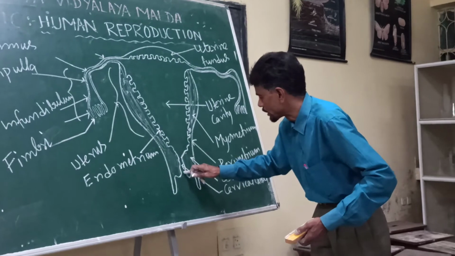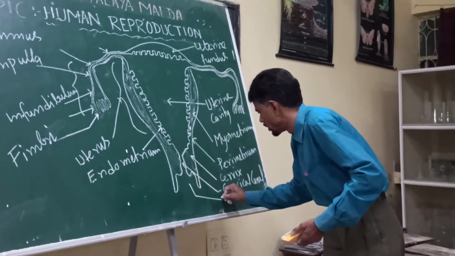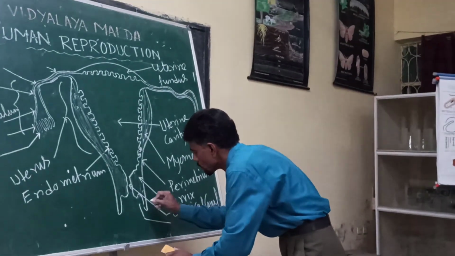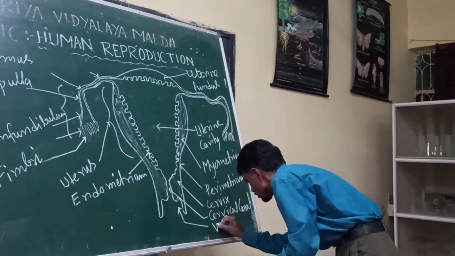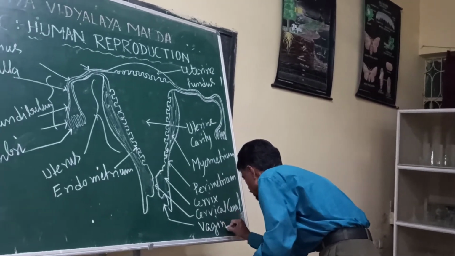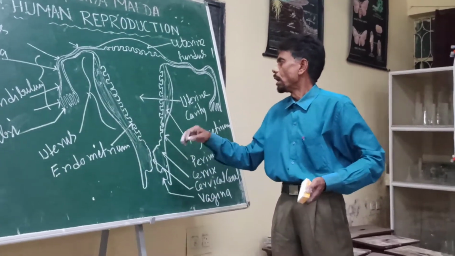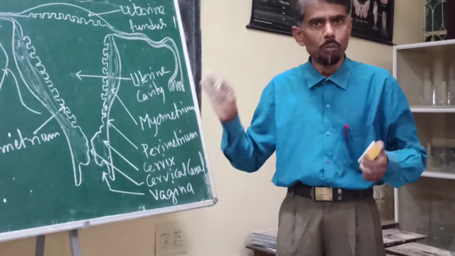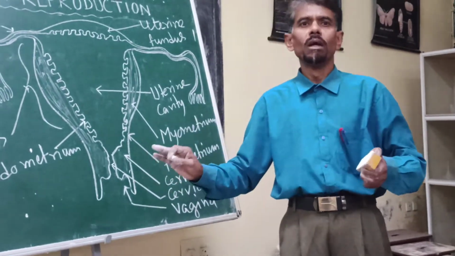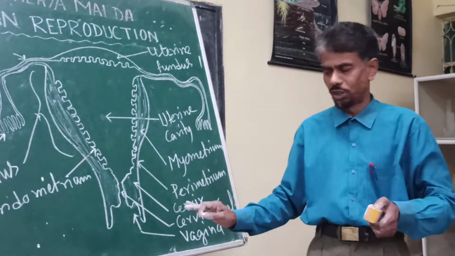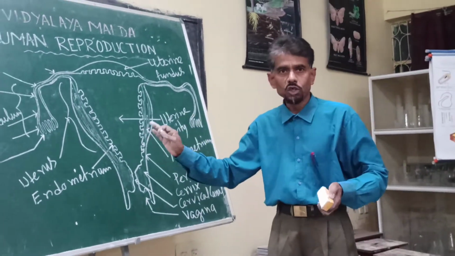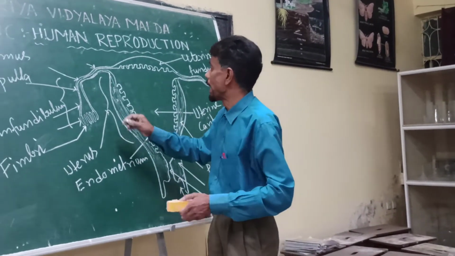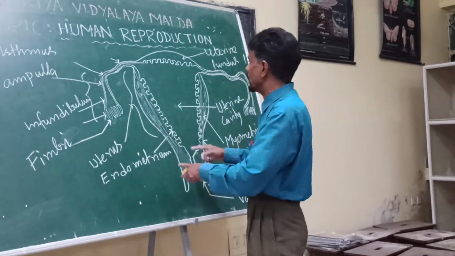This cervical canal opens to the vagina, which opens outside through the female genitalia, which comprises the mons pubis, labia majora, labia minora and clitoris. So this is a brief structure of the female reproductive system of a human being, but I have not drawn the primary reproductive organ. This is the associated part.